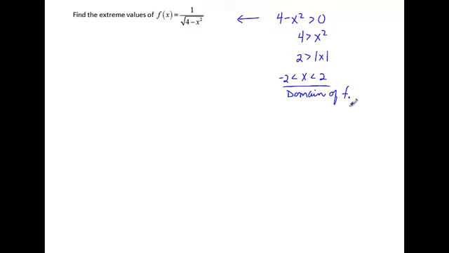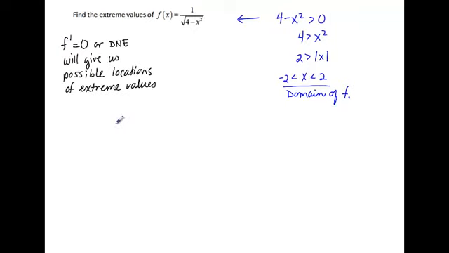Now that we've figured out the domain, we can go ahead and take the derivative of the function. If you will recall, we get extreme values where the derivative of the function equals 0 or does not exist. And these are only possible places where extreme values might exist. They don't always have to be extreme values. After we figure out where the derivative equals 0 or does not exist, we actually need to check those values to see if they are max or mins or neither. So let's go ahead and do this.